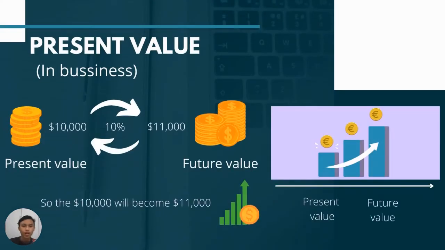Next, this present value is very related to business. Basically, businessmen use this formula to calculate the amount of their future investment. For example, if they invest 10,000 today, and in the next 1 year they get interest of 10% from their investment, the future value will be 11,000.